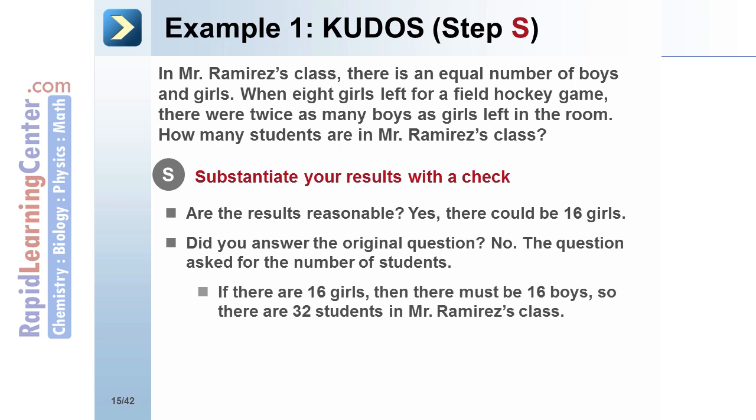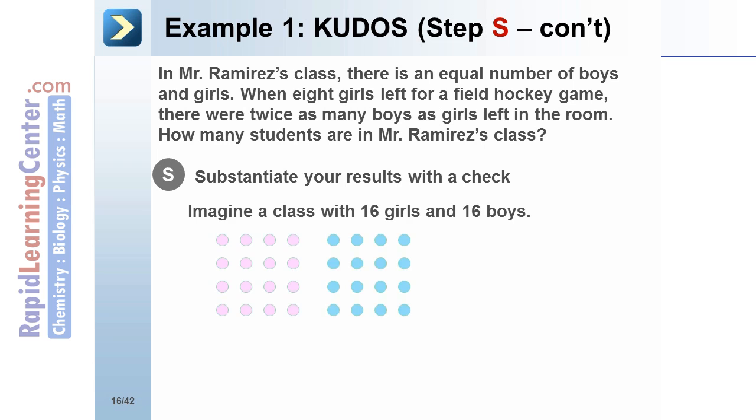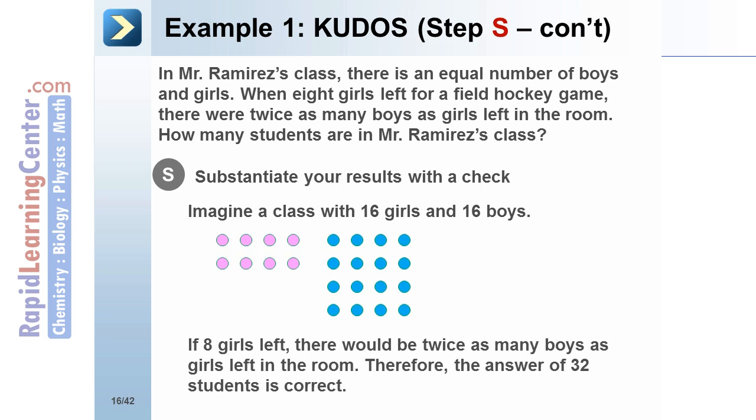If there are 16 girls, then there must be 16 boys. There are 32 students in Mr. Ramirez's class. Can you verify the results? Yes, with a drawing. Imagine a class with 16 girls and 16 boys. If 8 girls left, there would be twice as many boys as girls left in the room. Therefore, the answer of 32 students is correct.